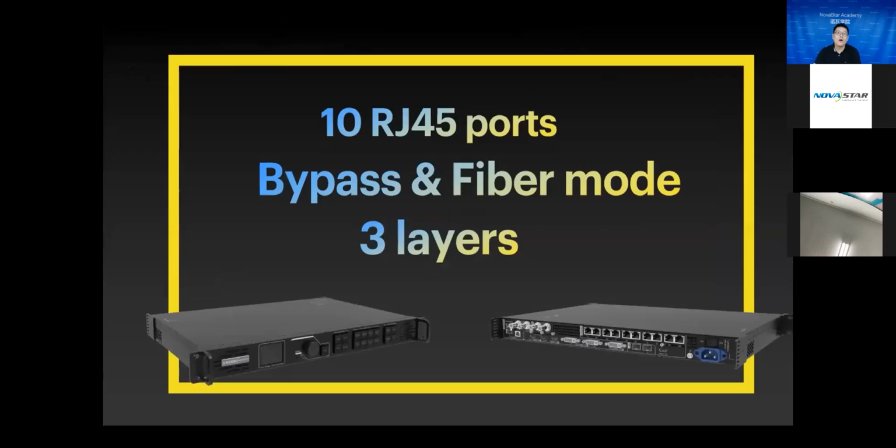So that is all about the VX1000. I would like to highlight some key features here. Firstly, it has 10 RJ45 ports, much larger loading capacity than VX4S and VX6S, which is 6.5 million pixels. Secondly, it supports bypass mode, which is available for low latency, just 20 lines. And it also has OPT ports that can be used as a fiber converter, giving us more flexibility. And thirdly, it supports 3 layers.